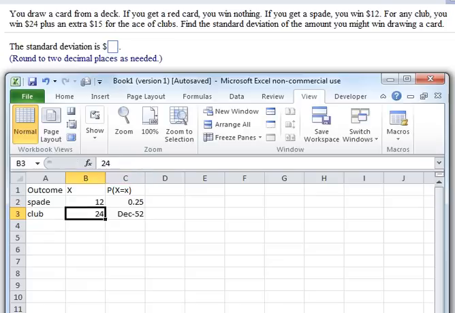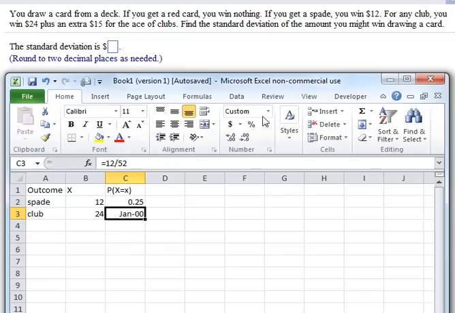I forgot to put the equal sign, so let me fix that. It put it in automatically as a date, but it's still acting up. So let's see, if I go to format, go to home here and change this to just a number, it should do it.